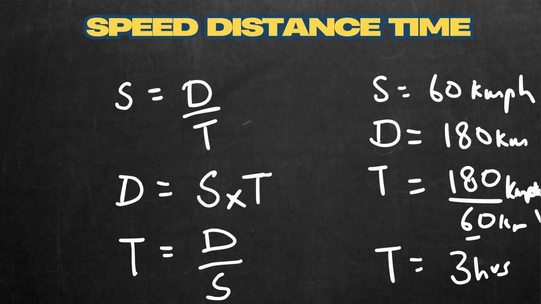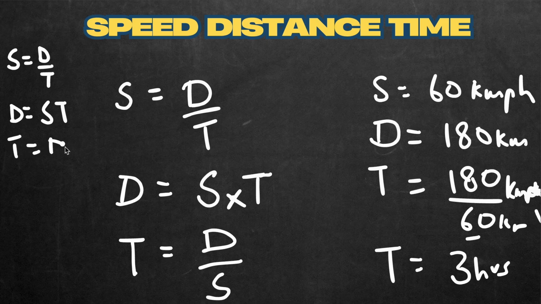And I have examples for each of these. So let's write it here in a very small way. Speed equals d over t, distance over time. Distance equals speed multiplied by time, and time equals distance over speed. Okay, and let's get rid of the rest of the page.